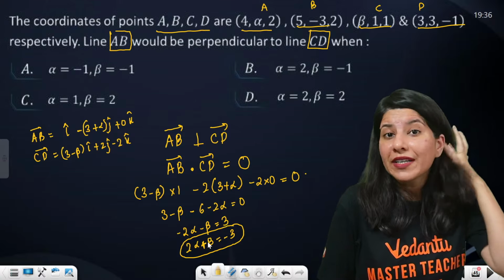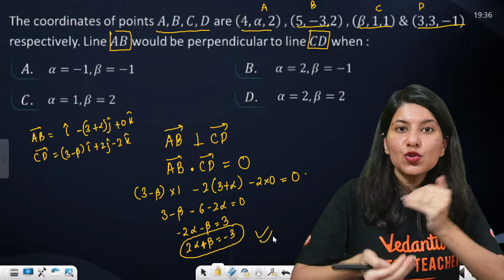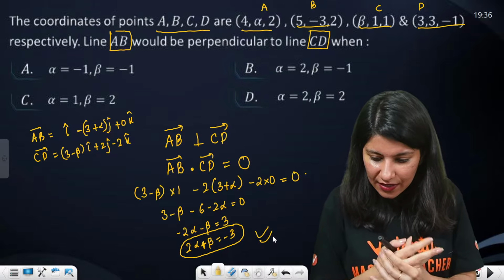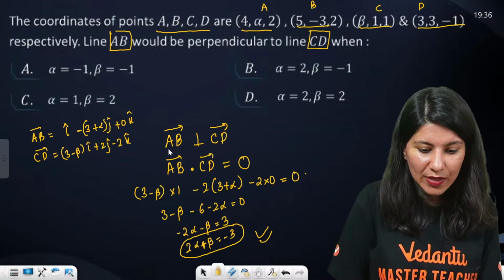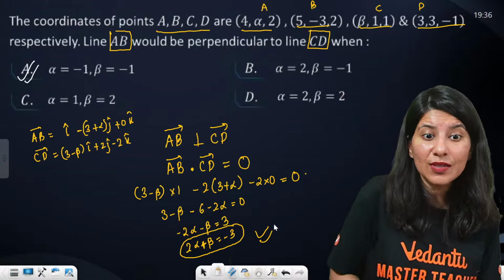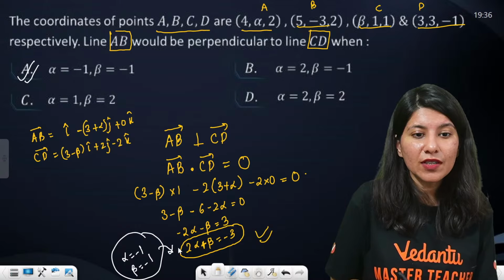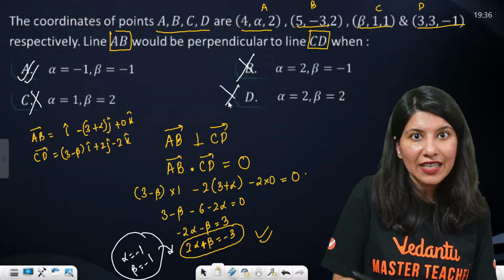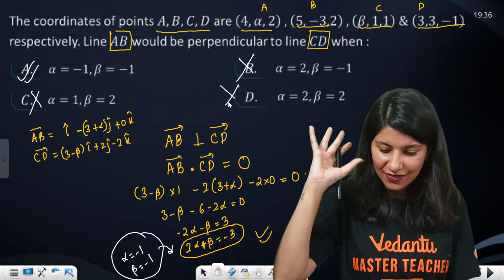Now, whatever set of alpha and beta will satisfy this relation will be our answer. So we need to check one by one. Are we ready to check? Okay. So if alpha is minus 1 and beta is minus 1, will it satisfy? Option A is satisfying. Can you see? Alpha equals minus 1 and beta minus 1. The moment I put it over here, it is satisfying. And if you observe B, C and check it out, not satisfying. So only the first option is satisfying.